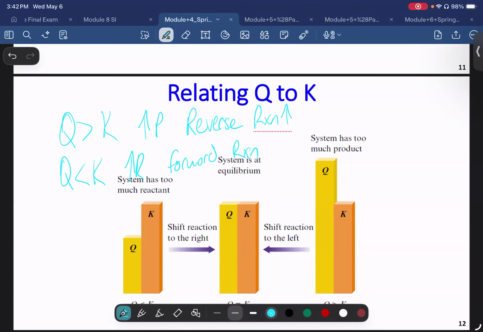Like we said, if K is less than 1, we know that there's more reactants than products, just naturally. But if Q is less than K, that means there's more reactants than the equilibrium state. Either way, if you just memorize this, you could get away with getting the question right as well. But these are the two concepts there.